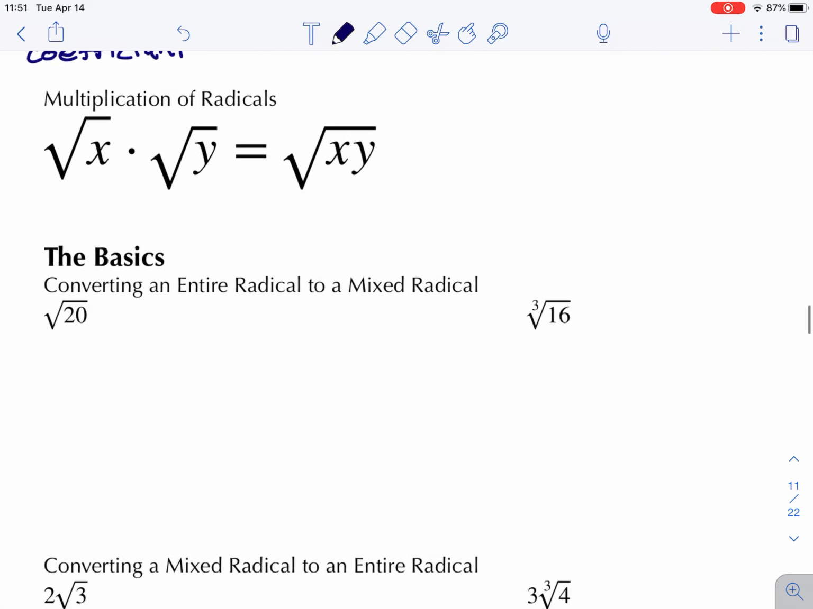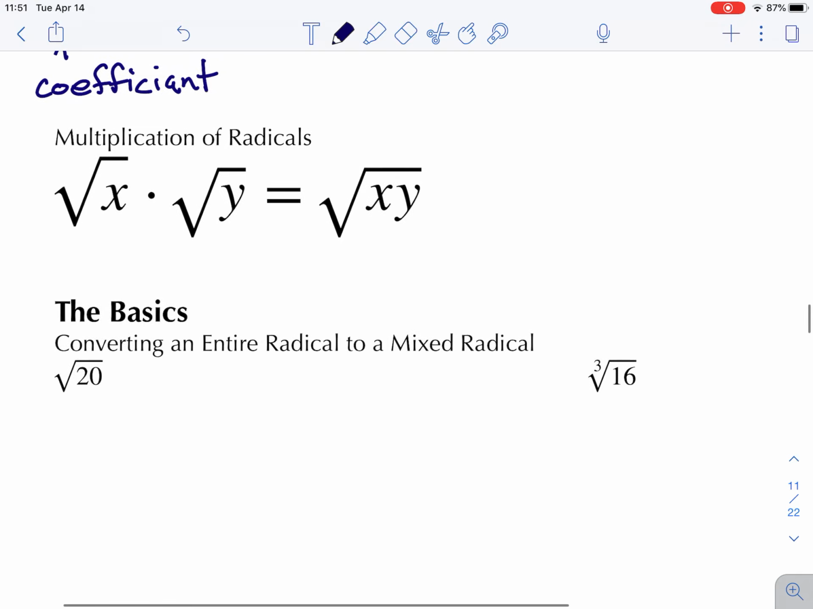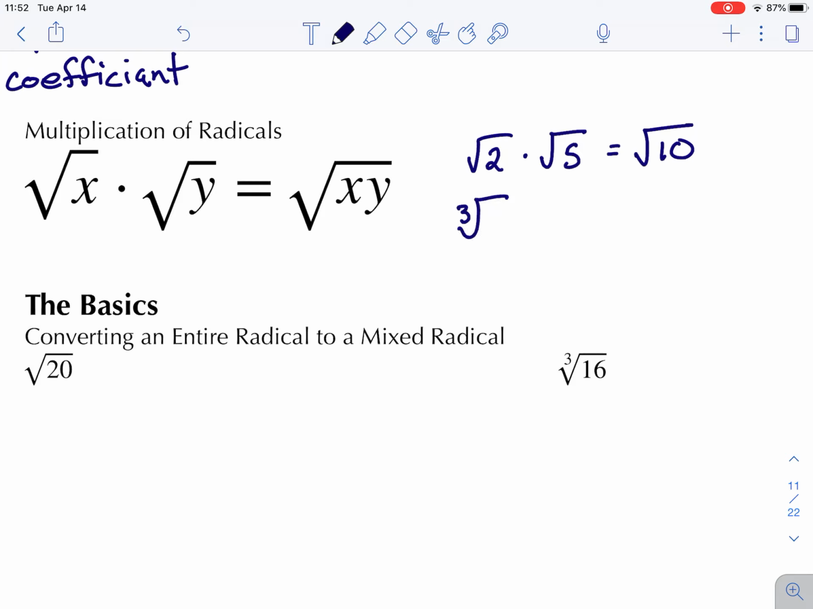All right, now we have a rule for the multiplication of radicals. If we have one radical times another radical, we can combine them together under a single radical sign, so long as the indices are the same. So if we have the square root of 2 times the square root of 5, we will get the square root of 10. If we have the cube root of 3 times the cube root of 8, we will get the cube root of 24.